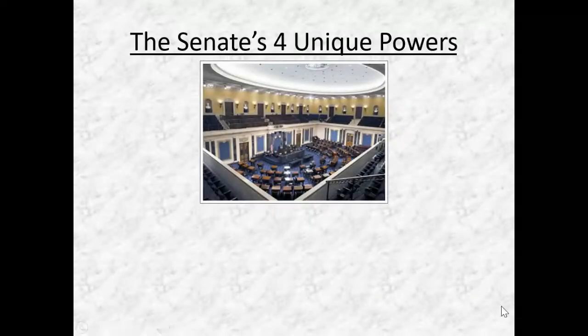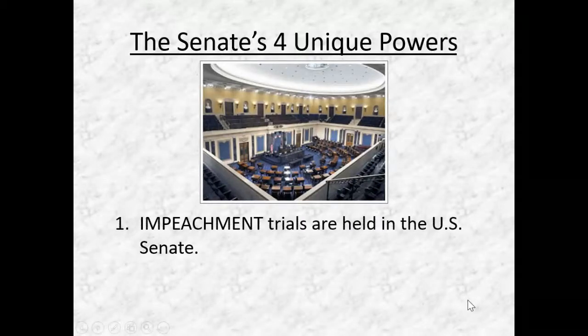Remember, the other half of our bicameral Congress is known as the United States Senate, and they too have unique powers relative to the House. In fact, the United States Senate has 4 unique powers. The first of those unique powers relates to impeachment.